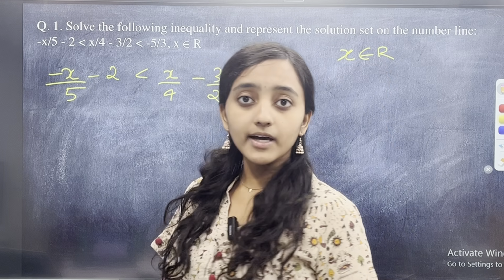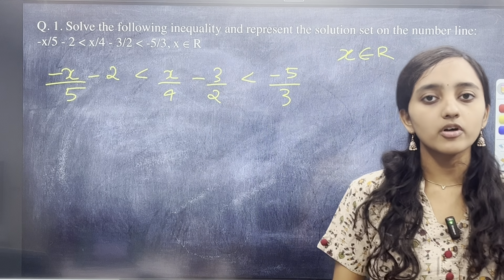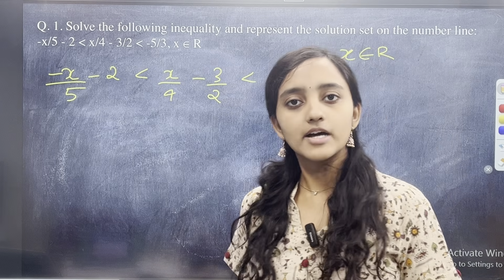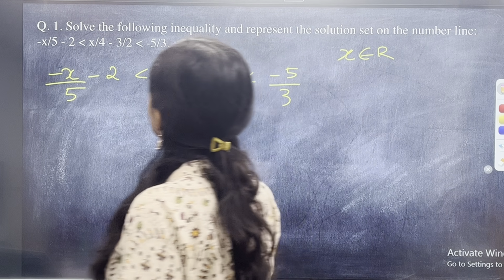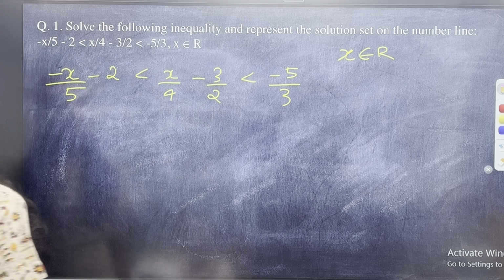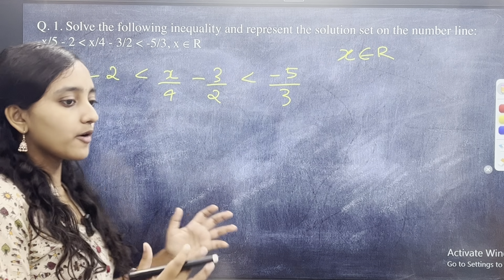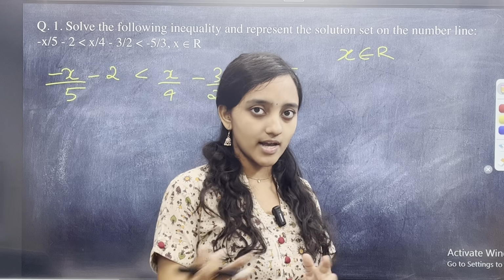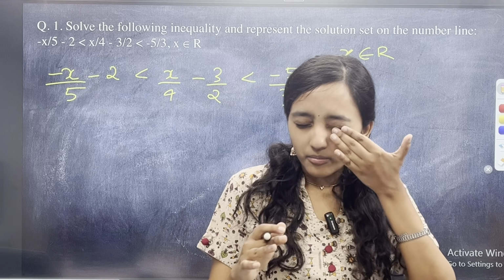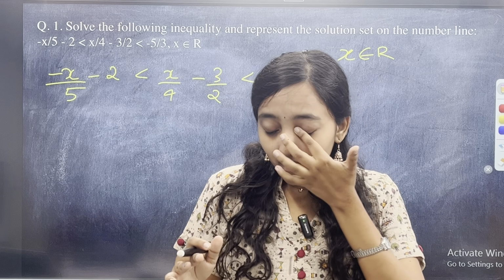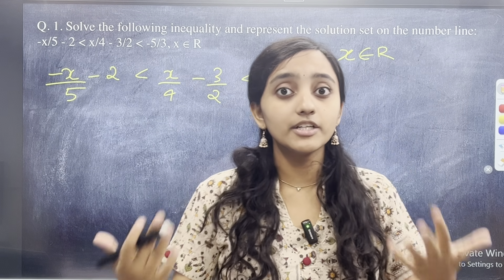Real numbers ka matlab kya hai? You have integers, you have positive, you have negative, you have decimals, you have fractions, sab kuch chalega. That is what you mean by real numbers. Okay. Now, how do you solve this question? First of all, whatever is the group of terms which are there on one side of an inequality, you try to make them all having a common denominator.